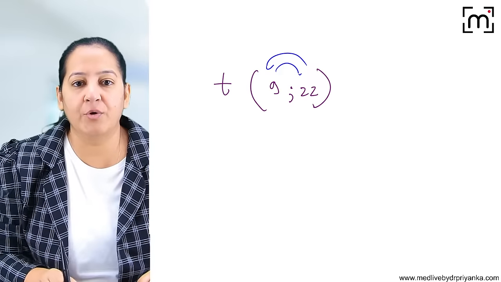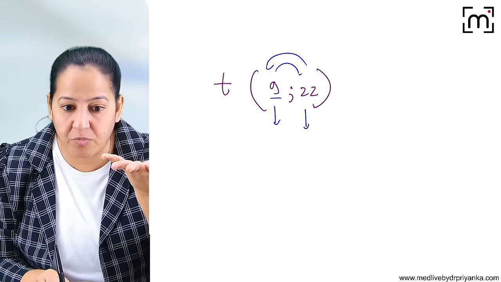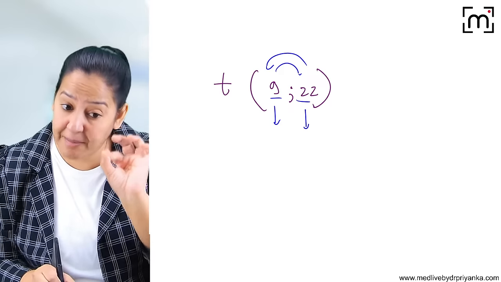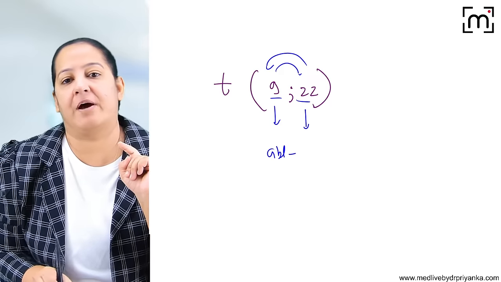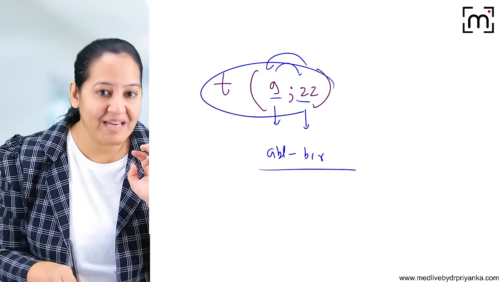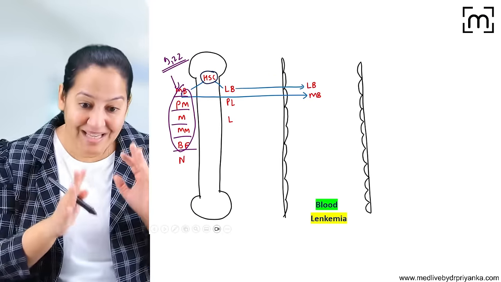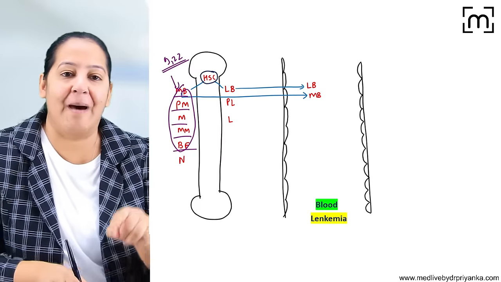Or instead of that, you can write down the name of the gene itself. 9 is the number of the chromosome, 22 is the number of the chromosome, and on those you name the gene. So you can say ABL-BCR translocation. It is also good to say ABL-BCR, one and the same thing. Whether you say 9;22 or ABL-BCR, the meaning is the same. Got it?